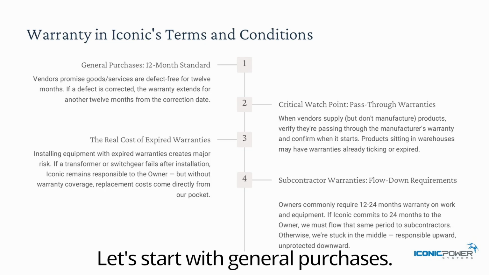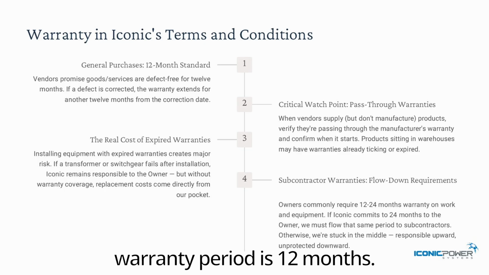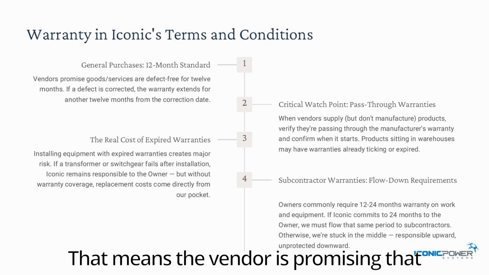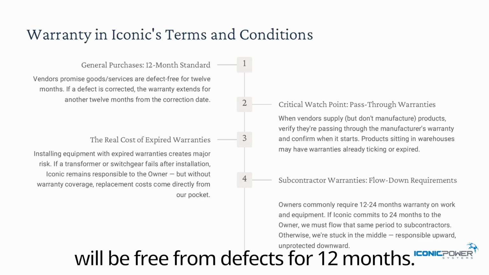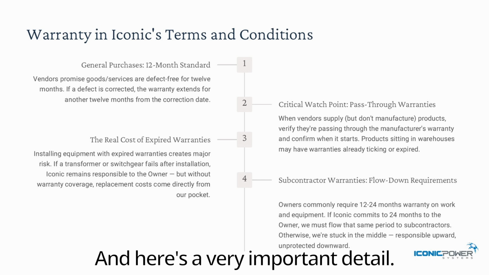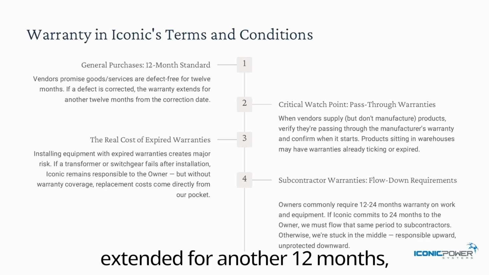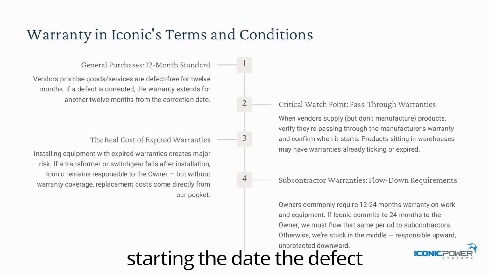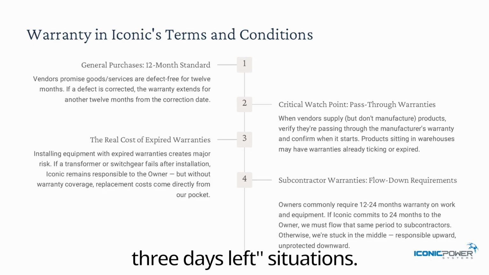Let's start with general purchases. For general purchases, Iconic's standard warranty period is 12 months. That means the vendor is promising that the goods or services they provide will be free from defects for 12 months. And here's a very important detail. If there is a defect and it gets corrected, the warranty doesn't just quietly disappear. The warranty is extended for another 12 months, starting the date the defect is fixed. So the clock resets. No, "sorry, you only have 3 days left" situations.